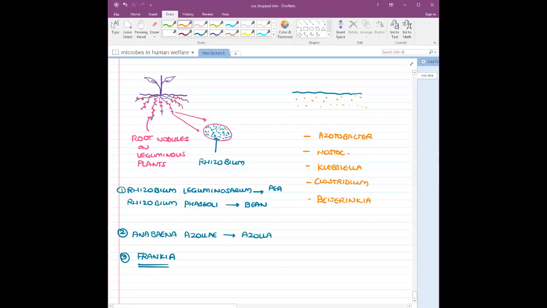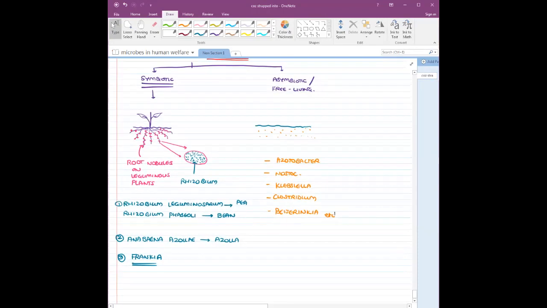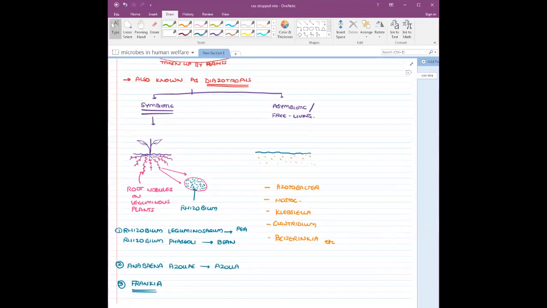Okay, Beijerinckia. So these are some of the important ones that are going to be free living or non-symbiotic. Okay, guys, just quickly have a look. Just see if you are okay with this, and then we can move ahead with the next part.